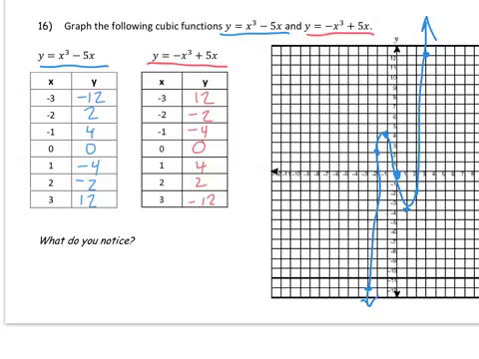Now let's plot the red one. 0, 0 also, but then negative 1, negative 4, negative 2, negative 2, negative 3, 12. Then 1, 4, 2, 2, and 3, negative 12. Connect the dots, and our cubic function, like we said, is the same but flipped. And so what we notice is this is a reflection.